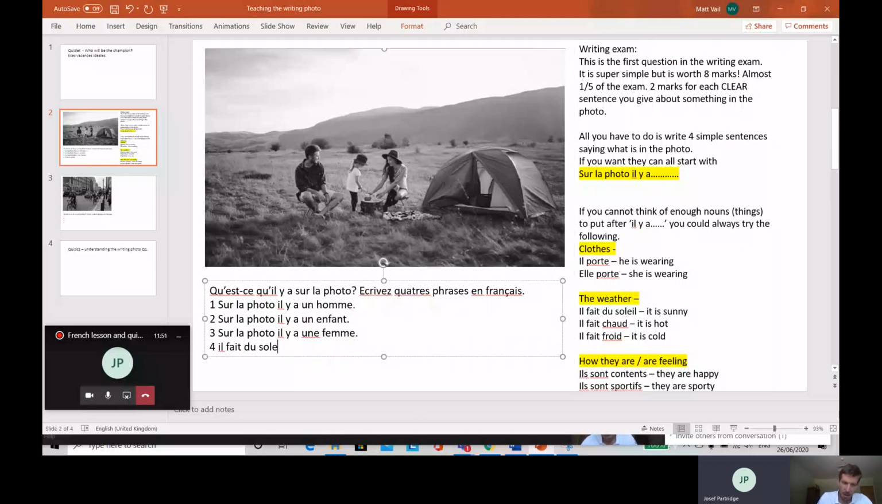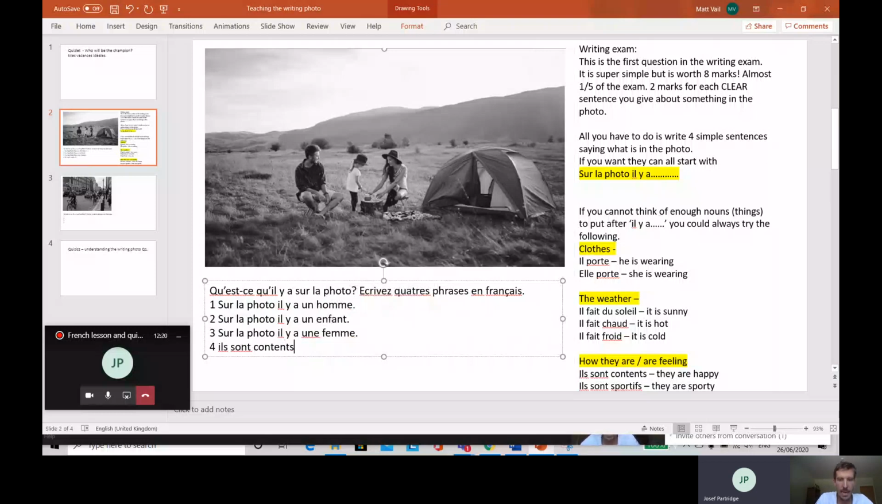And then the last one is quite a nice one to use: how they're feeling or how they are. So say if it was a picture of people playing sport, you could say they are sporty, ils sont sportifs. You can't really say that for this one because they don't look that sporty, but we could say they're happy because they look quite happy. They look quite smiley. So we could go with ils sont contents. They are happy.